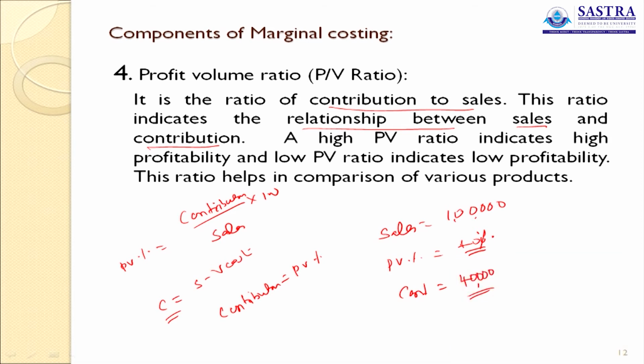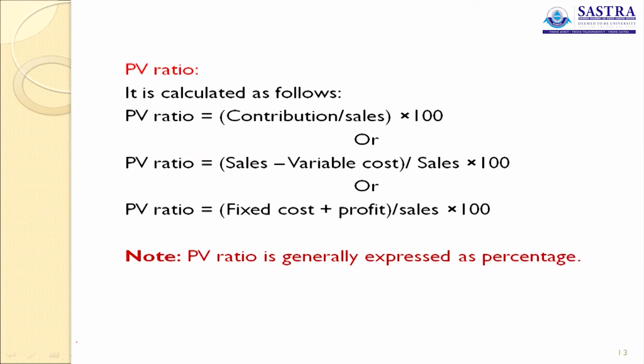That's it. Simply you apply this ratio on sales. So, 1 lakh into 40 by 100. So, contribution equals 40,000. So, this is the way we calculate contribution. It is calculated as follows. These are the formulas usually we use to calculate PV ratio.